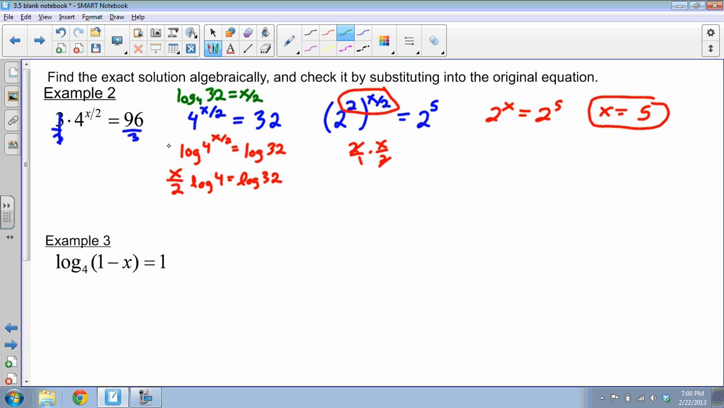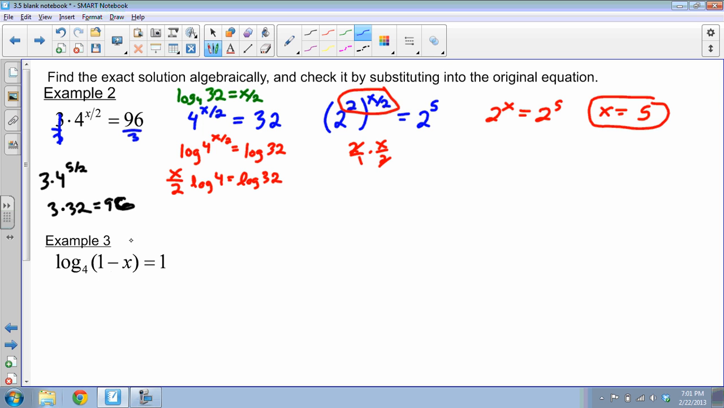I personally think the first way is the coolest, but you don't have to take my word for it. If I want to plug this in to check, I'd do 3 times 4 to the 5 halves. And 4 to the 5 halves, well, the half power is the square root of 4, that's a 2, and then 2 to the 5th power is 32, so that's 3 times 32, which is in fact 96. Or if you were stumped by the 5 halves and wanted to type that in on the calculator, I suppose you could.